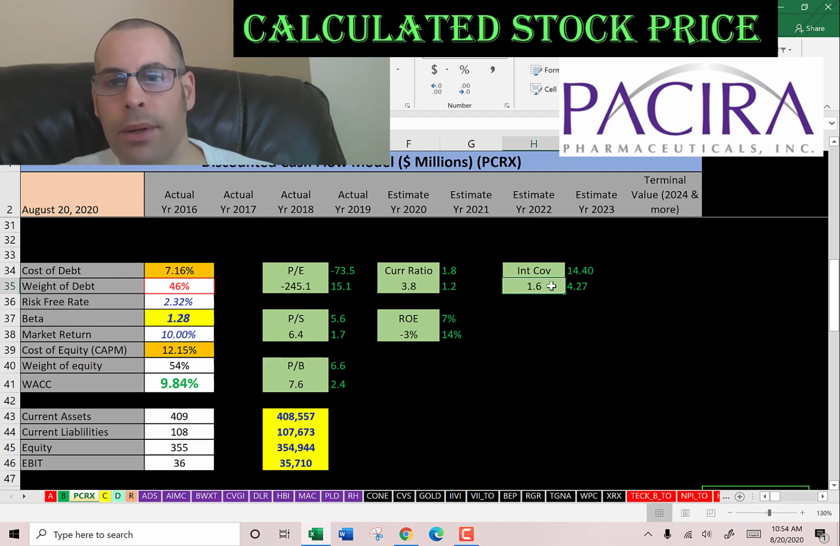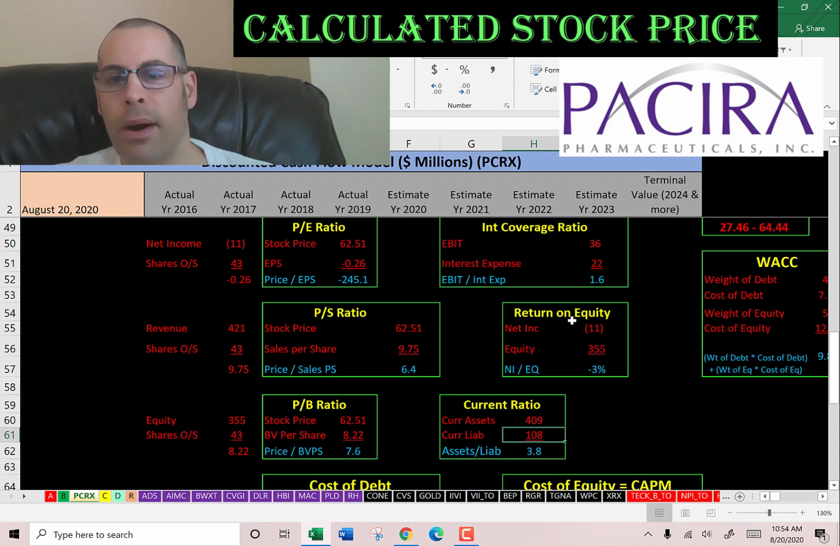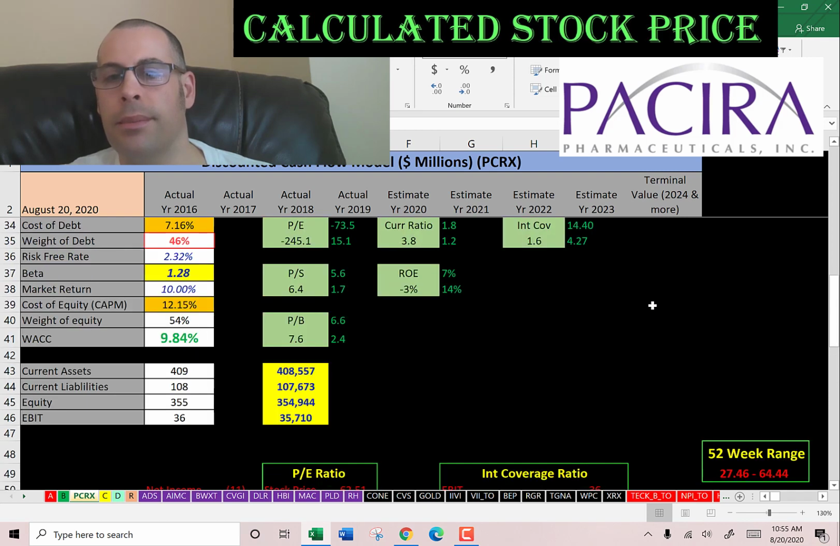Good current ratio, good interest coverage ratio, and bad ROE. Current ratio is current assets over current liabilities, so they can easily cover their current liabilities. ROE is net income over equity. They have negative net income, so they have negative ROE. Interest coverage ratio is EBIT over interest expense, so they can cover their interest expense 1.6 times.